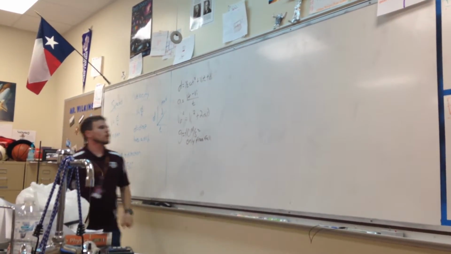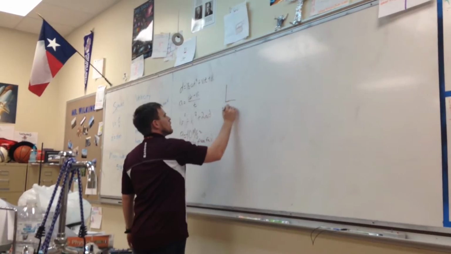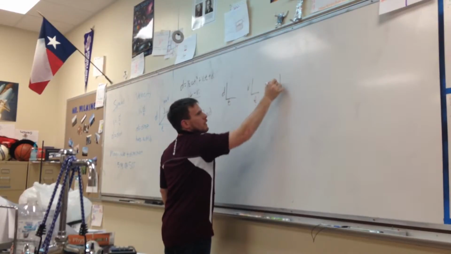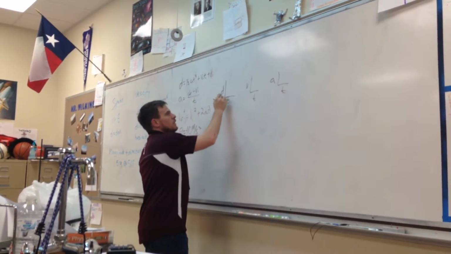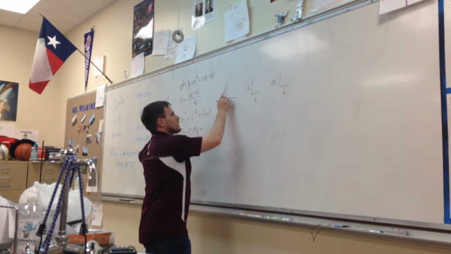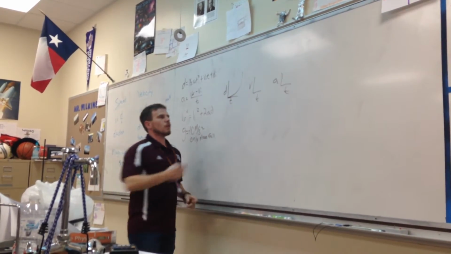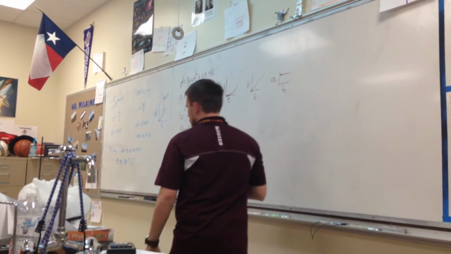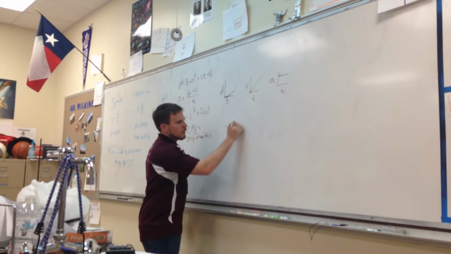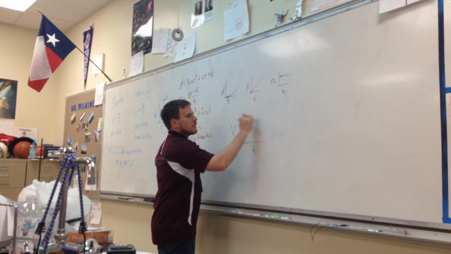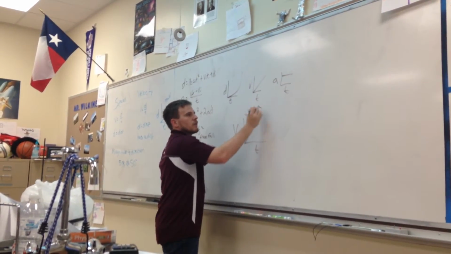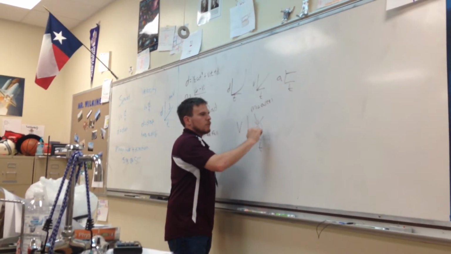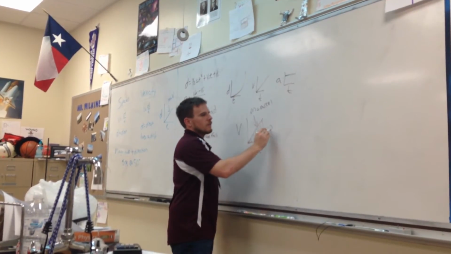In addition, there's three graphs associated with this. There's the distance versus time, the velocity versus time, and the acceleration versus time graphs. Distance versus time, when something's accelerating, will be curved. Velocity versus time will be a straight line, and acceleration versus time will be horizontal. In the velocity versus time graph, the slope is equal to the acceleration of that object. And the area under the curve, what does that represent? The distance of that object.